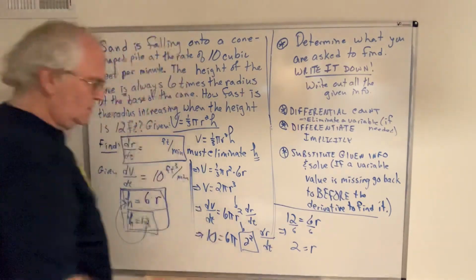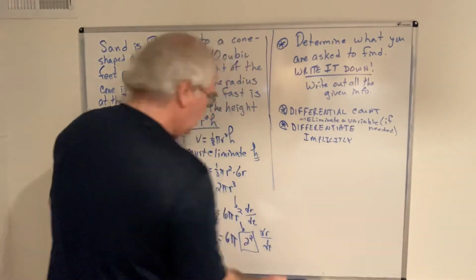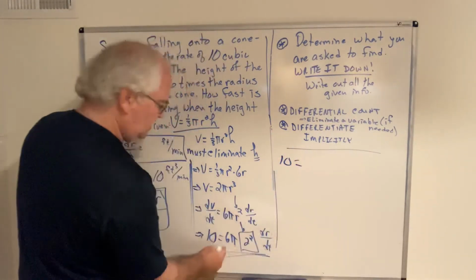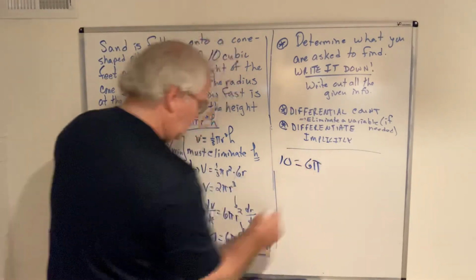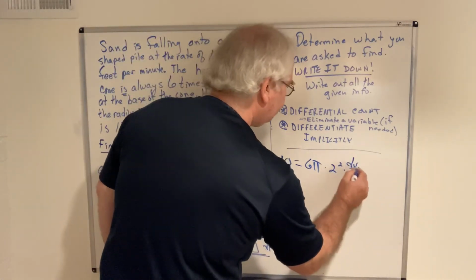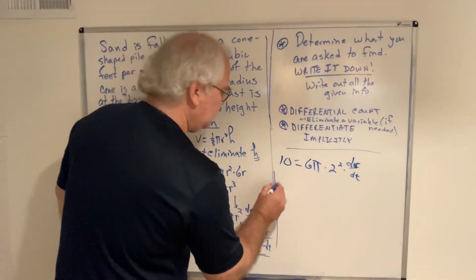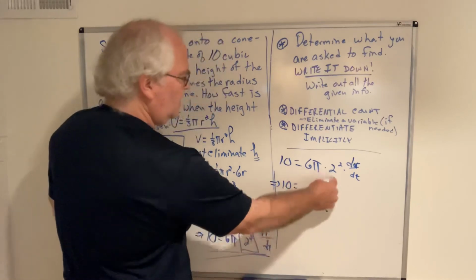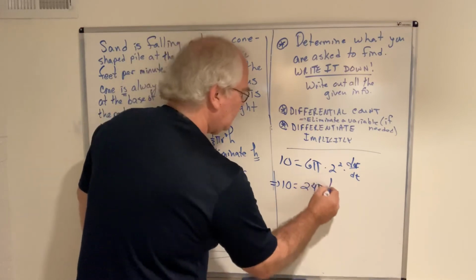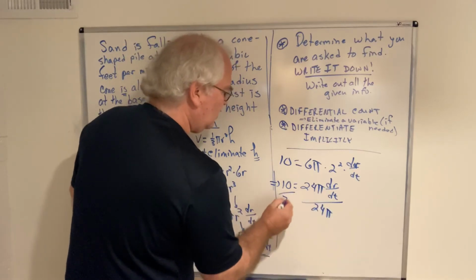And so I'm going to erase a little bit of this just so I have some space to write. I'm going to copy what I've written down here. I'm just going to recopy this. I have 10 is equal to 6 pi, 2 squared, and dr/dt. And solve for dr/dt. That's what we're looking for. So what do we have? This implies 10 is equal to, that's 4, 6 times 4, that's 24 pi dr/dt. Divide both sides by 24 pi.